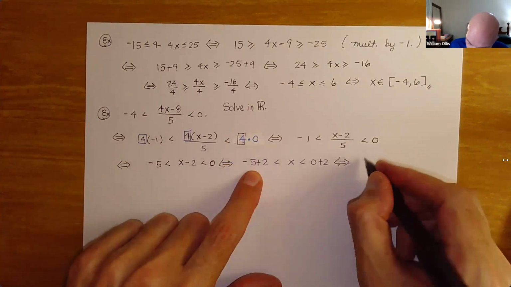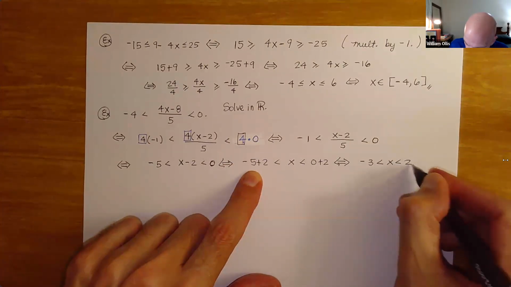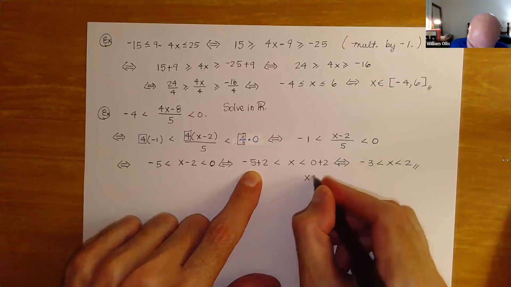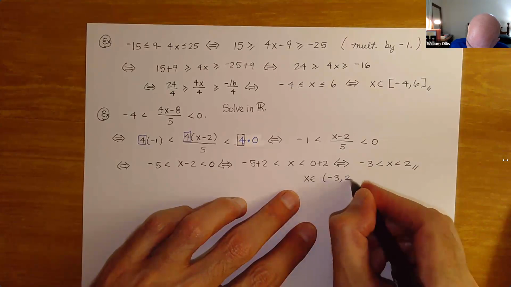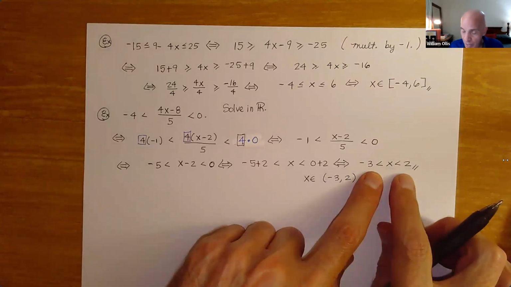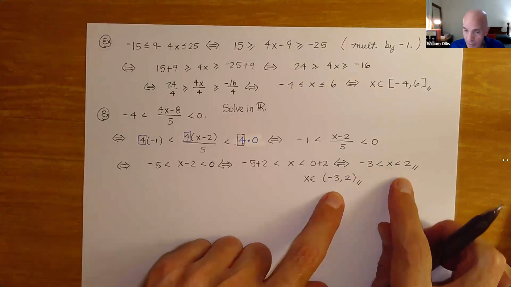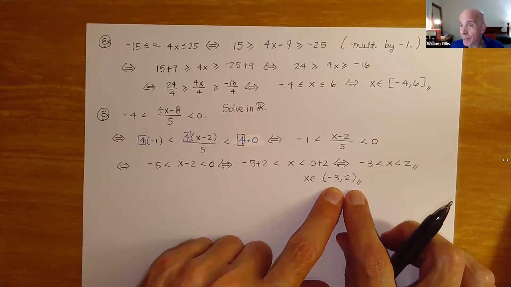And now, of course, we have -3 less than x less than 2. So that would mean x would lie between -3 and 2, exclusive. That is, we don't have equal to here. We have strict inequalities, so the solution set would be an open interval.